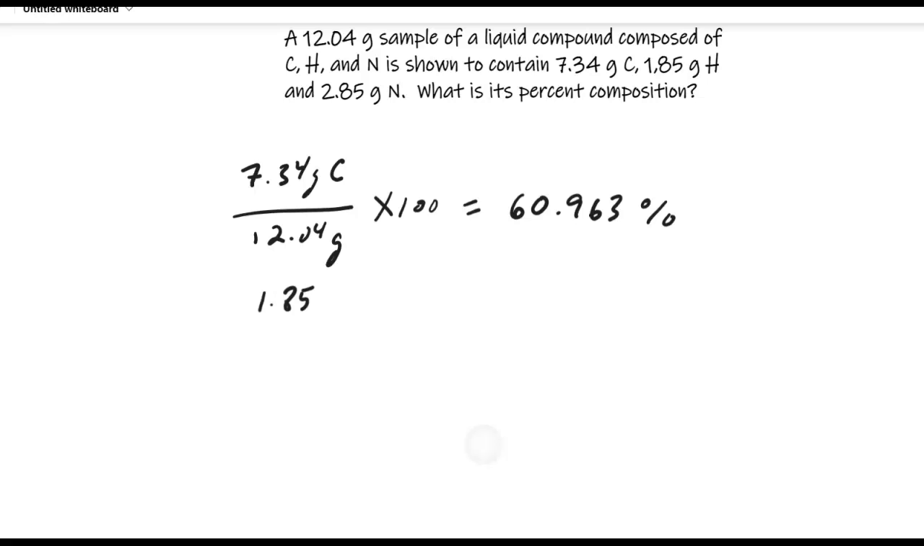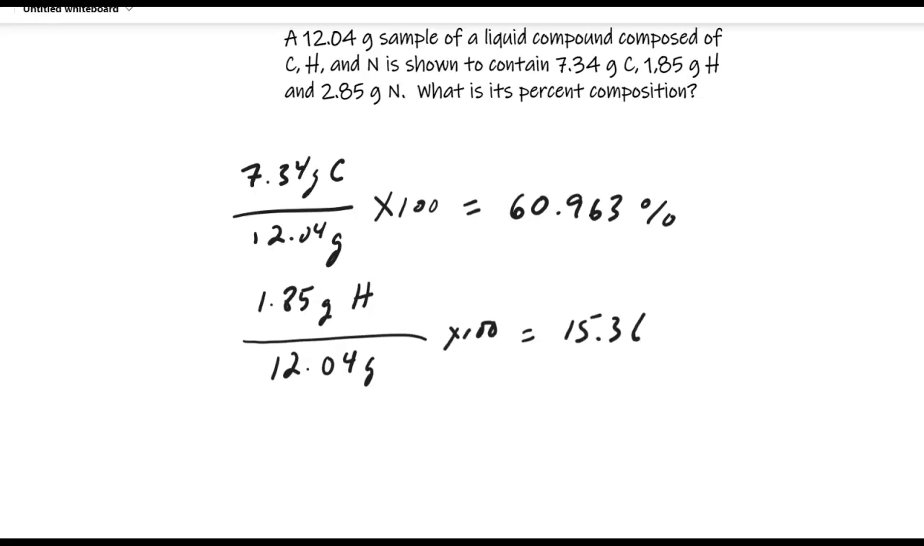And then we've got 1.85 grams of hydrogen. And I'm going to go ahead and divide that by 12.04 grams times 100. So 1.85 divided by 12.04. And when I go ahead and do that, I get 15.365%. This is carbon, this is hydrogen.